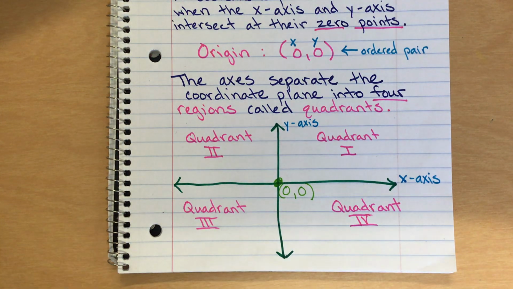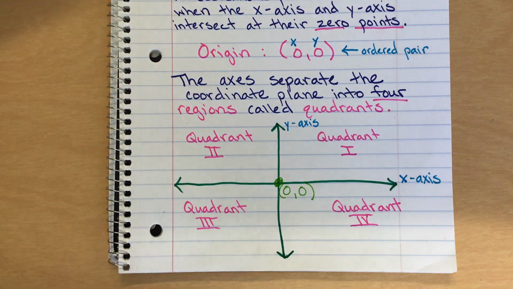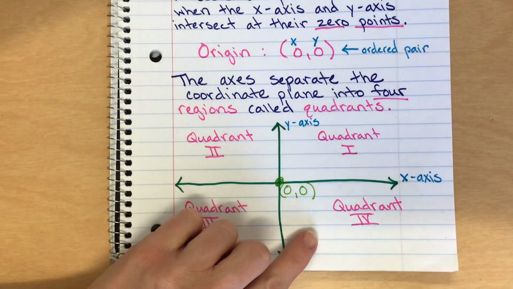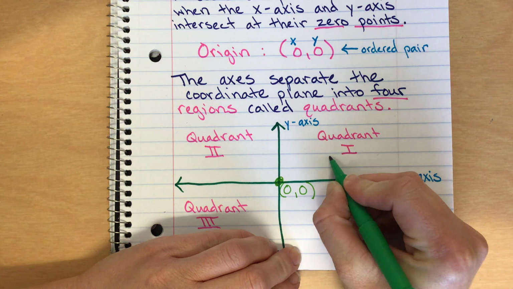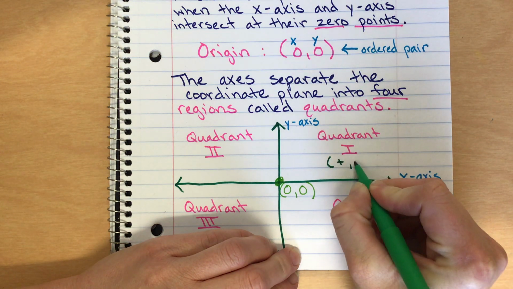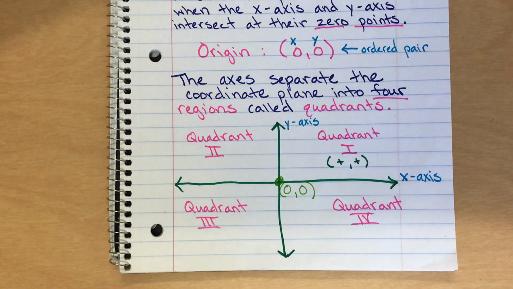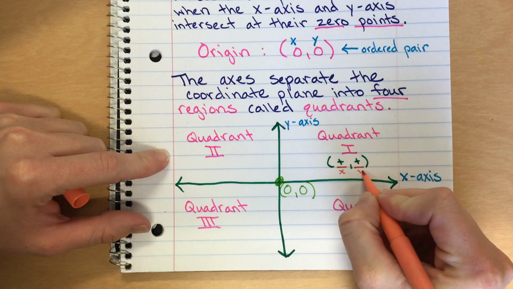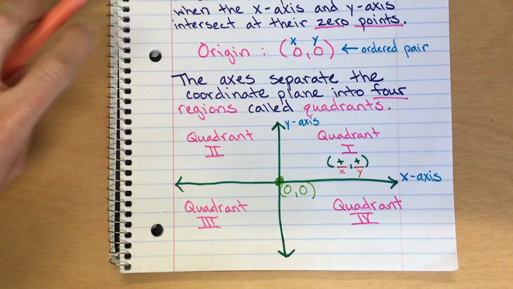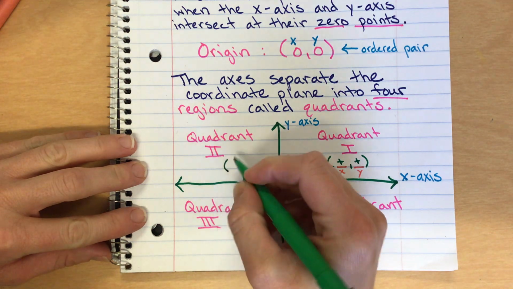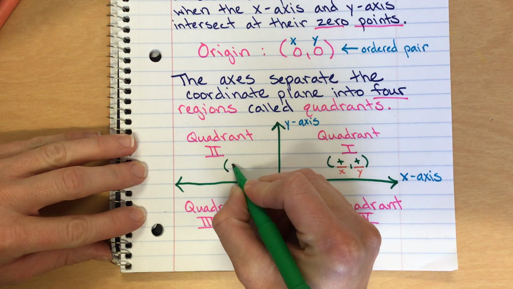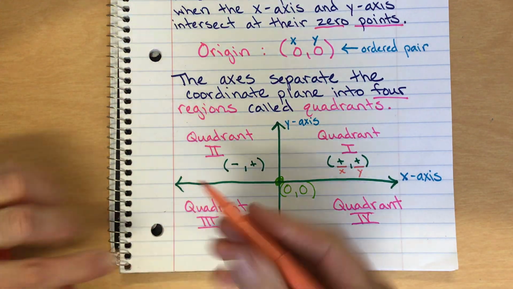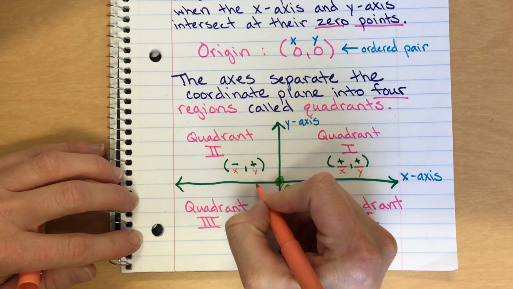And depending on which quadrant you're in, that's going to tell you whether or not your ordered pairs are positive or negative. So in quadrant 1, your x and your y are always going to be positive. Okay, so I'm putting plus signs to show positive. Okay, remember your first number is your x, the second number is your y. Okay, in quadrant 2, your x is always going to be negative, and your y is always going to be positive. Okay, this is your x, and this is your y.